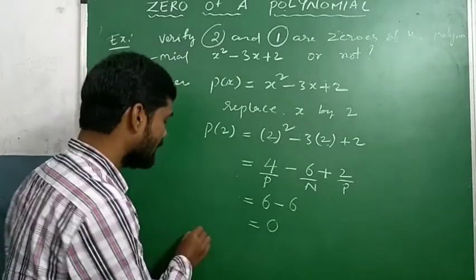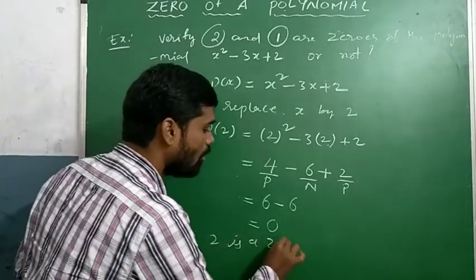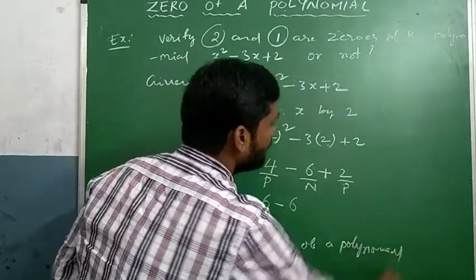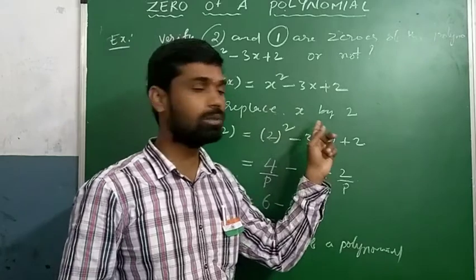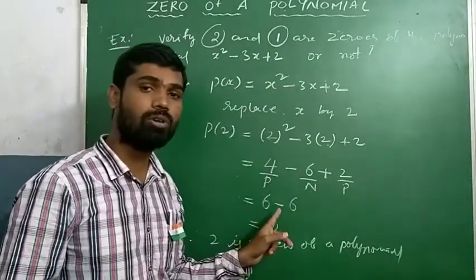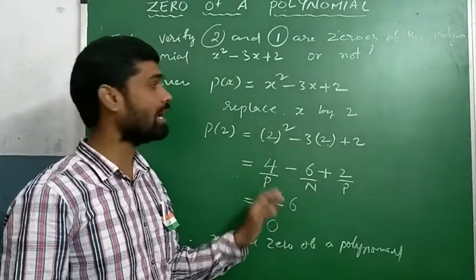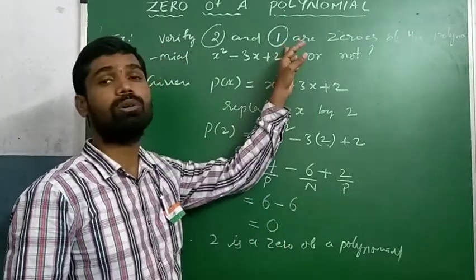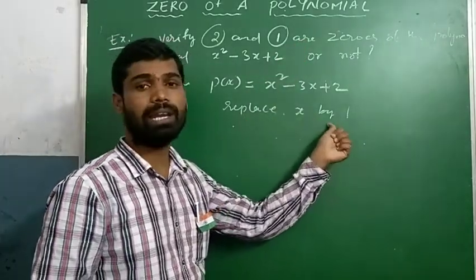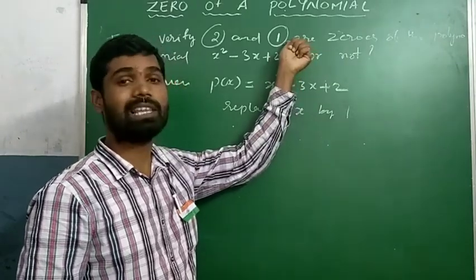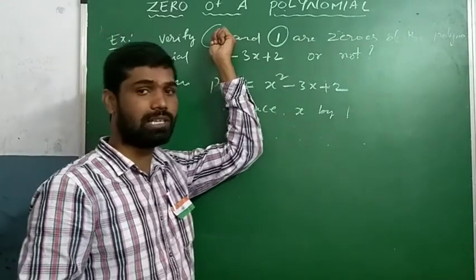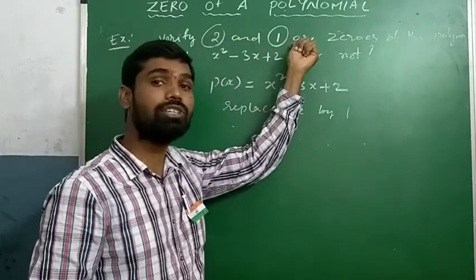So what do we say? 2 is a zero of the polynomial. Why is it a zero of the polynomial? Because when we replace x by 2, the polynomial becomes 0. So now we can conclude that 2 is a zero of the polynomial. In the same way, let us substitute one more value, 1. Now let us replace x by 1 to check whether 1 is also a zero or not. We concluded that 2 is a zero of the polynomial, but is 1 a zero or not?